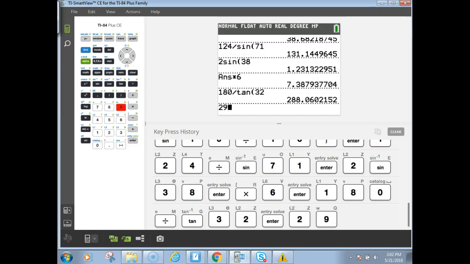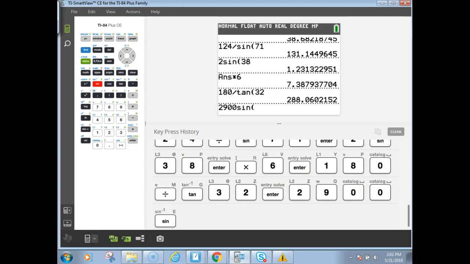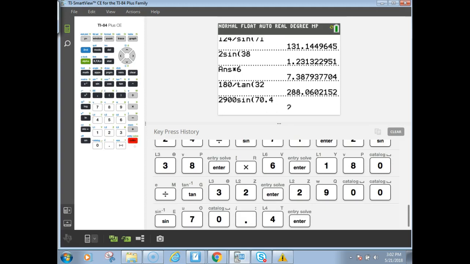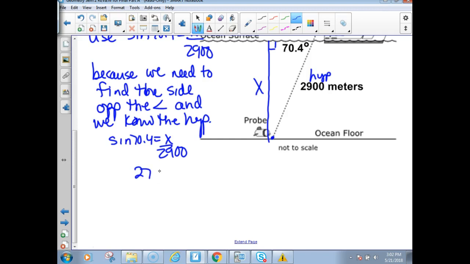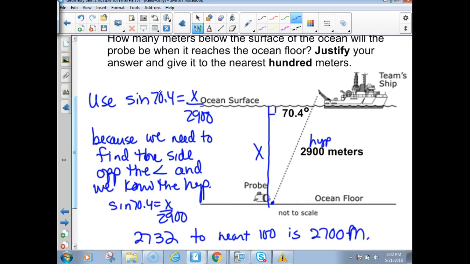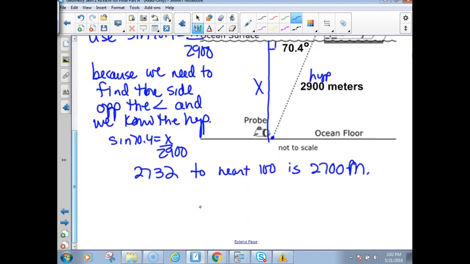This is a big one, guys, for the final. Meaning I'm going to have an explanation like I'm writing right now. I'll have to have the equation, which I wrote, and then I have to have the correct answer. Now, it's 2732. Okay, but it said to the nearest 100, which is 2,700 feet. Or, sorry, it was in meters. So I justified the answer by my drawing and by my statement, calculated it, and then rounded the way they asked.